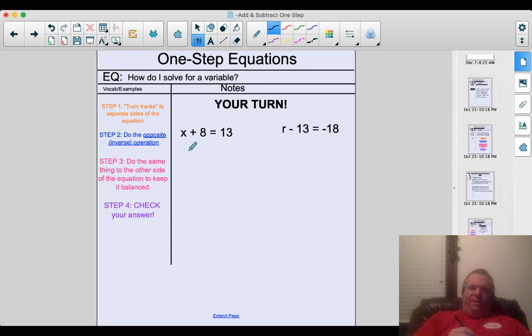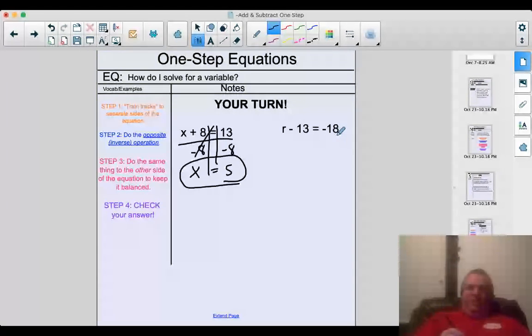All right, welcome back. So if we do these steps, we got train tracks. Okay, I have x plus 8. So the inverse operation, the opposite of adding 8 would be subtracting 8. Okay, step 3 says I have to do that to both sides. So I got minus 8 from both sides. Okay, the plus 8 and the minus 8 cancel out, leaving x by itself. 13 minus 8 is 5. So I get x equals 5. If I plug it in, 5 plus 8 is 13, so it works.